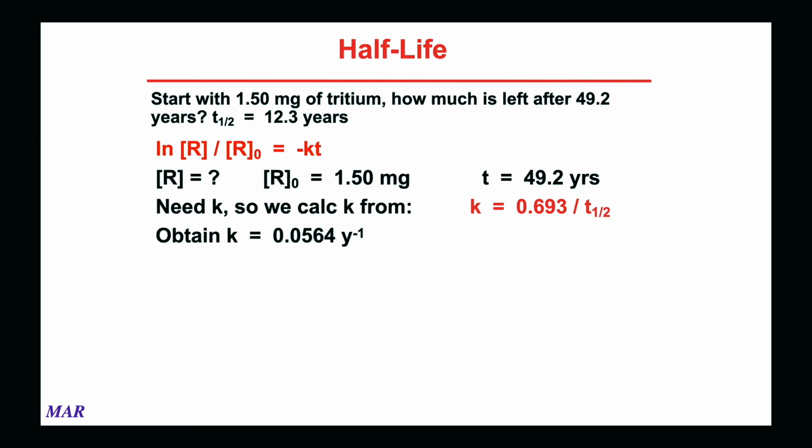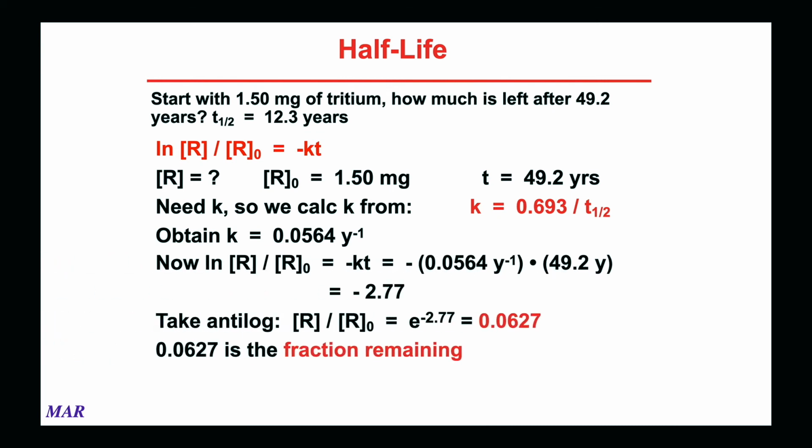Or in this problem, let's use k equals 0.693 divided by half-life. So in your calculator, 0.693 divided by 12.3, the half-life, that equals the rate constant, that holy grail of so many of these problems. And it's 0.0564 inverse years. Half-life was in years, so the rate constant will come out to be inverse years. Well, now we can use this k value, throw it up there in the integrated first order rate law. Natural log R over 1.50 equals minus kt, minus 0.0564 times 49.2.